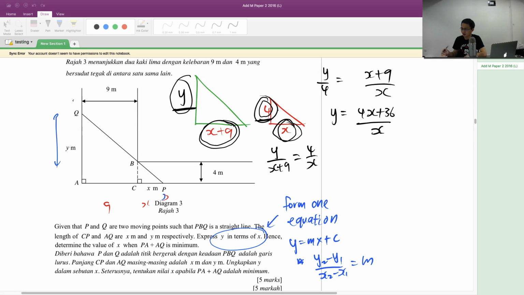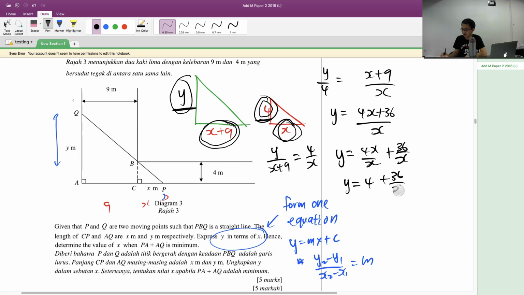Yes, correct. Of course, in the marking scheme, you can see they actually simplified. They use 4x over x plus 36 over x, and then the marking scheme says y equals 4 plus 36 over x. I mean, just simplify. Of course, you can leave it like this. I don't think the examiner will mark you wrong.